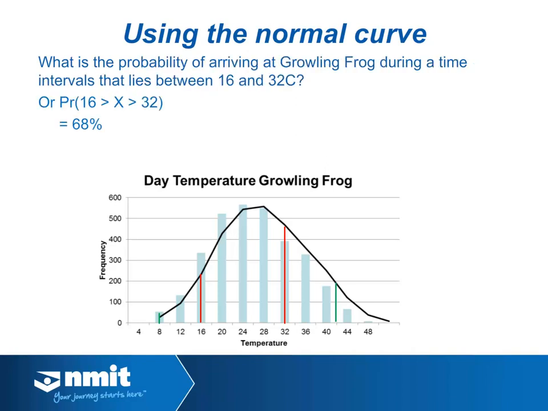So the beauty of these normal distributions now is we can convert these proportions into probabilities. And we can say directly that if the proportion of values between these two temperatures, 16 and 32, equals 68%, then the probability of arriving at this vineyard when the temperature is between 16 and 32 is 68%. If we had an interval, 2 temperatures which encompass 95% of values, we'd say the probability of arriving at this vineyard between these 2 temperatures is 95%. So this is the beauty, we can convert these proportions directly into probabilities.